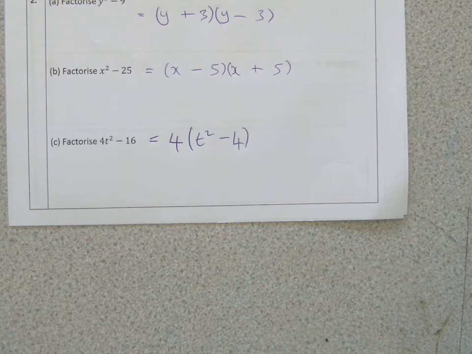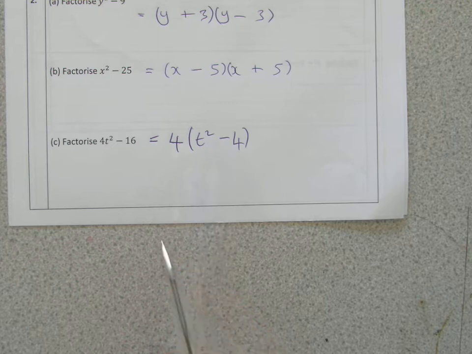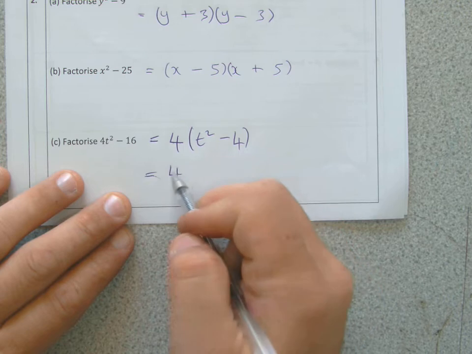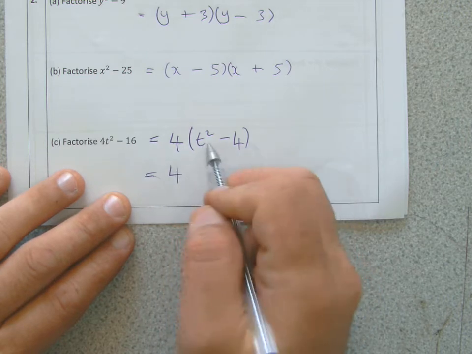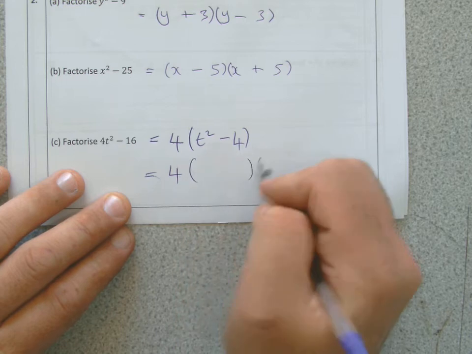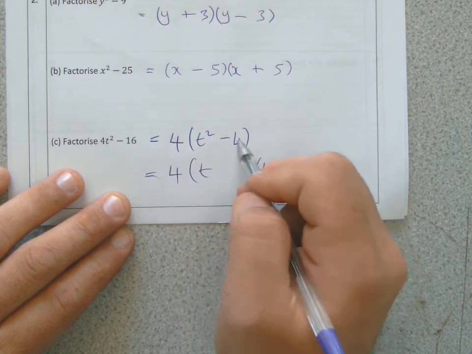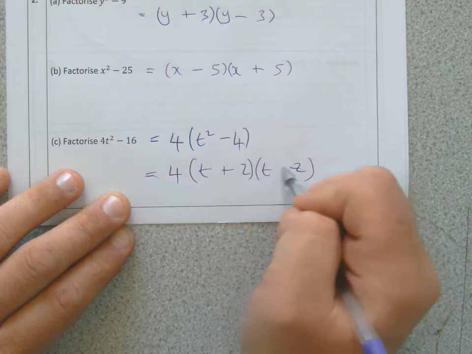And you might think you're done, because you've taken 4 out. But if you look in here then, can you see the difference of two squares? So we're going to need to factorize it again, but this time you've got a 4 out here already, so we just ignore it, write it down but ignore it. Factorize this, two brackets. What do you square to get t squared? Well, that's t. What do you square to get 4? Well, that's 2. And one's a plus, one's a minus. Okay?